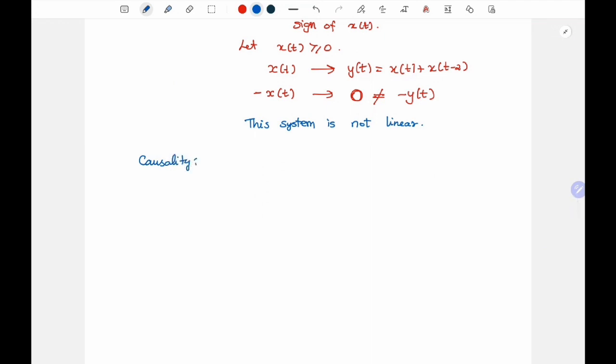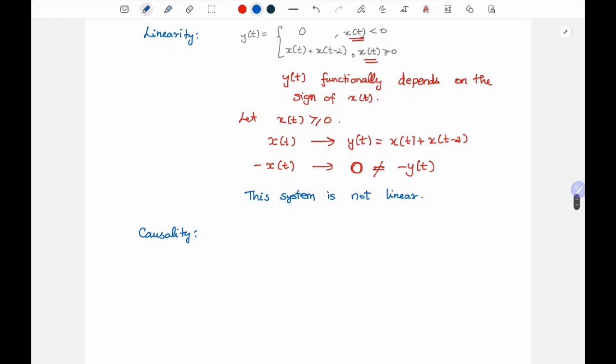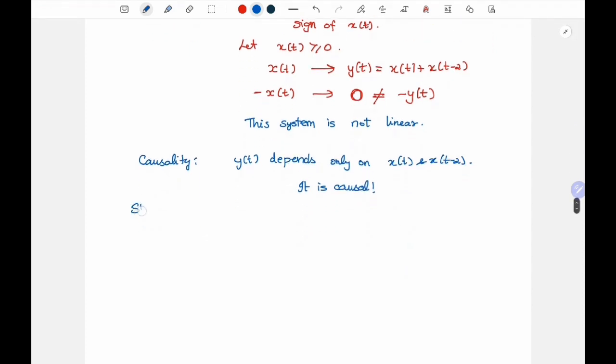Causality. So here again, y of t depends only on x of t and x of t minus 2, which are the past values of x of t. So it is causal, right?